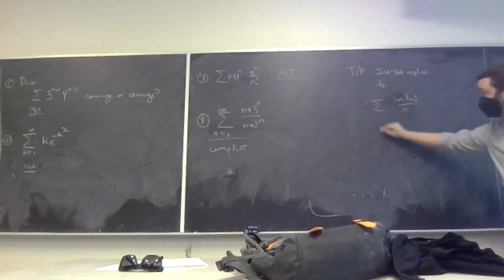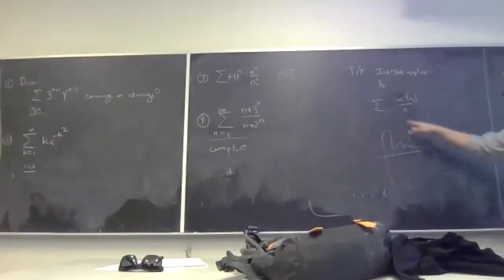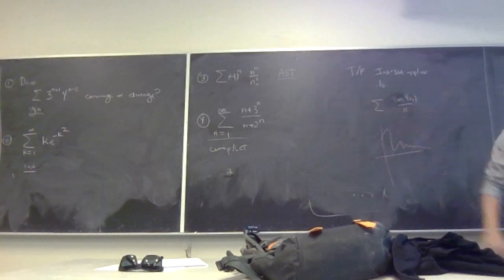It looks like this. It wobbles, and then wobbles smaller and smaller because the 1 over n is making it go to 0. The wobbling means it's not a decreasing function. This is probably not a good example because maybe it's a little mysterious, but that's how I would do that. I wouldn't do it in a question.